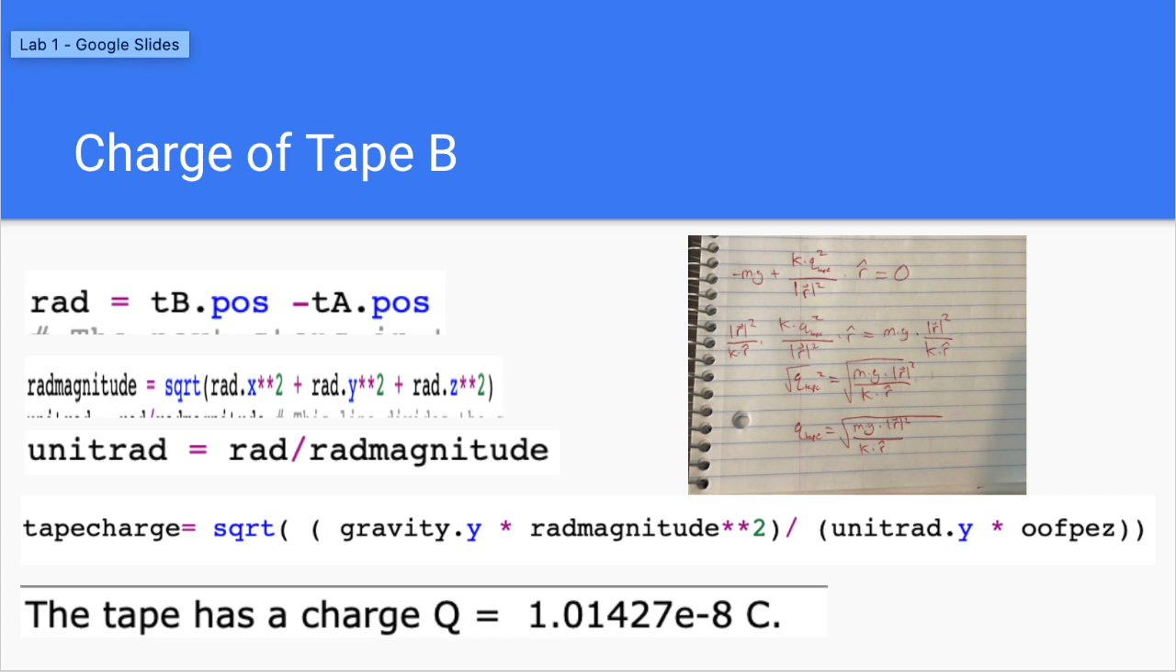First, I created a radius vector for the distance between tape A and tape B. I then converted this radius vector into a unit vector. I then plugged these components into the equation for a force produced by a point charge, in this case the repulsive force from point A. I solved the value of Q by manipulating the net Y component of the force equation using simple algebra. You can see my work in the top right corner. Ultimately, I found the charge on tape B to be equal to 1.014 times 10 to the negative 8 coulombs.